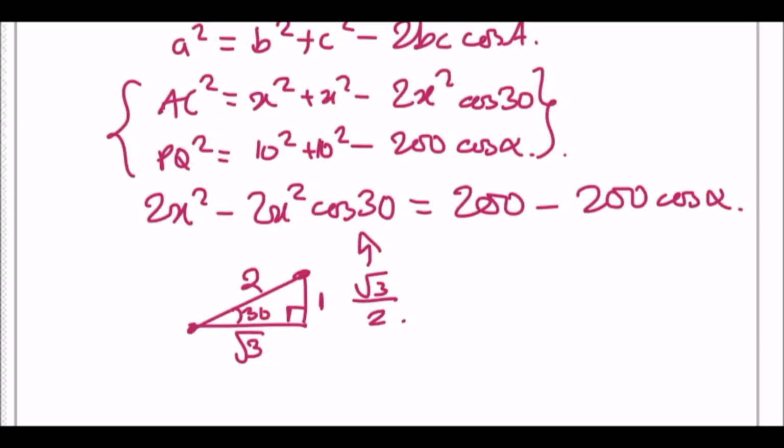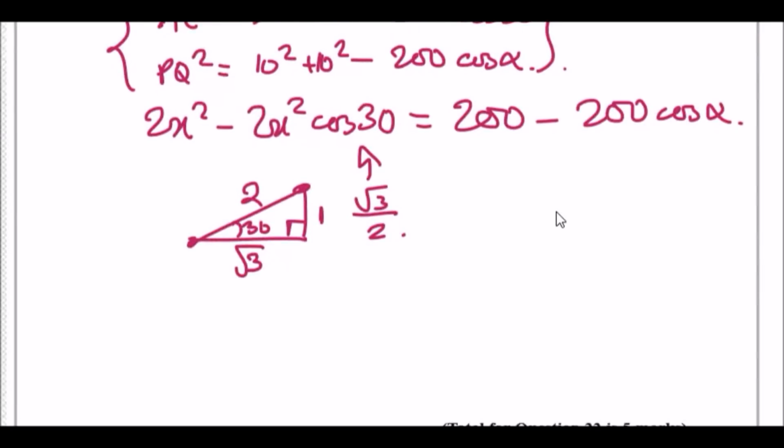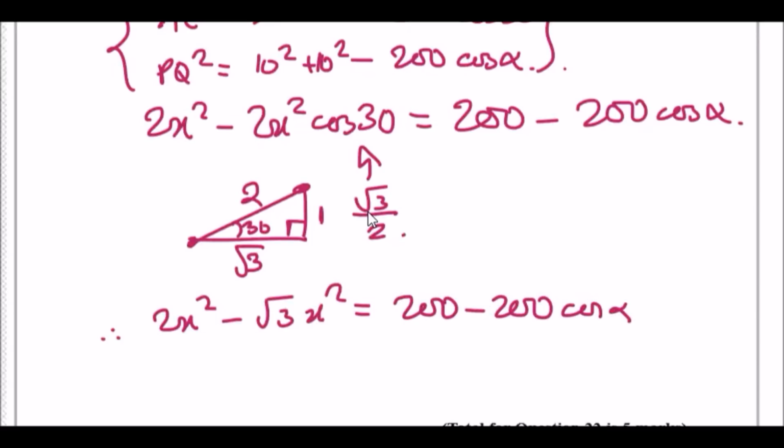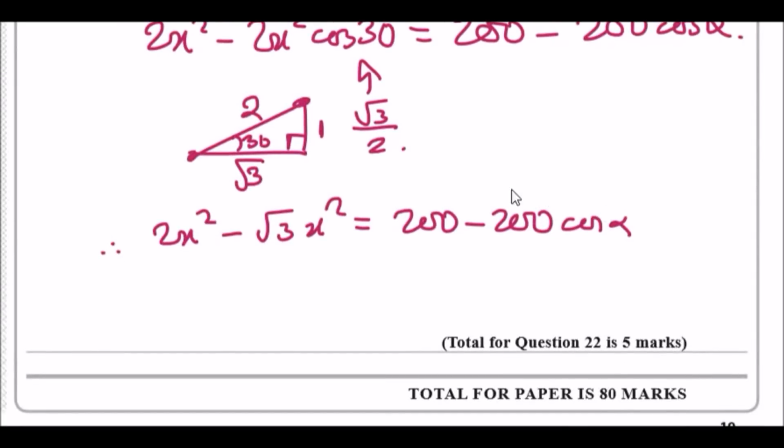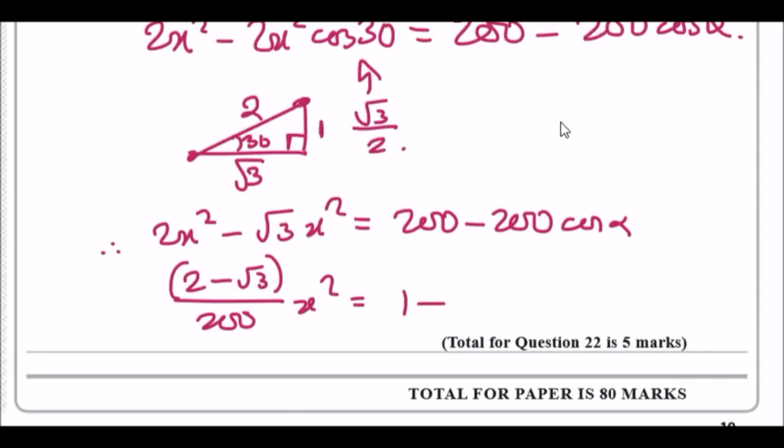Now that actually helps us a lot. So let's push this further. We have 2x squared minus, if this is root 3 over 2, when you multiply it by 2, the 2 and the bottom 2 cancel out. You're left with 2x squared minus root 3 x squared equals 200 minus 200 cos alpha. Almost done, guys. Now, to make your life easy, let's divide by 200 across and factorize x squared here. So you have 2 minus root 3 over 200 times x squared, and on the other side you're left with 1 minus cos alpha.